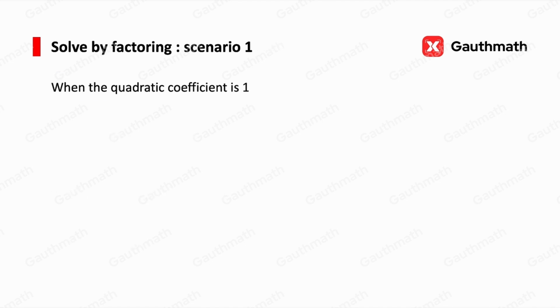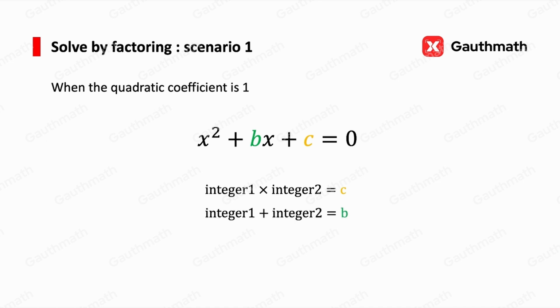Scenario number 1. When the quadratic coefficient is 1, the equation will be x squared plus bx plus c equals 0. So we have to find two integers so that their product equals our constant term c, and the sum of the two integers should be our linear coefficient, which is b.